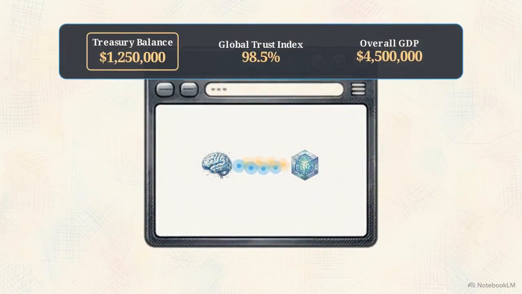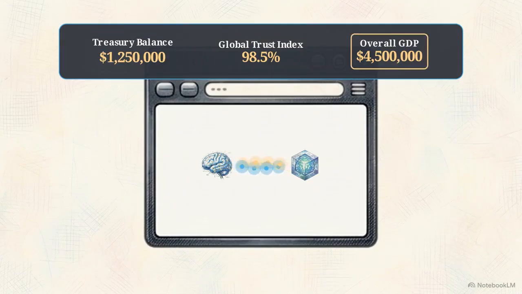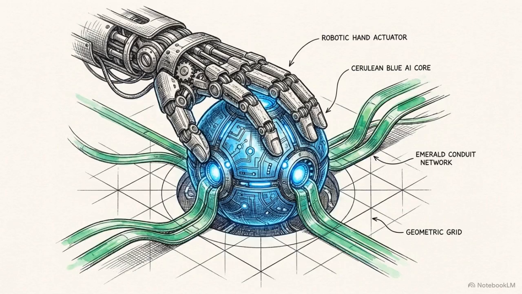Monitor 3 dashboard numbers: treasury balance, global trust index, and overall GDP. These track your swarm's financial health. These agents are active economic nodes. Every decision they make directly impacts these metrics and alters the stability of the entire ecosystem.